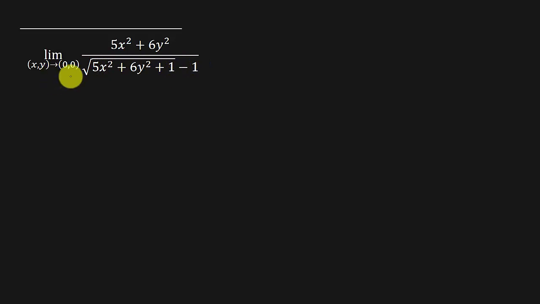So what happens if we just plug the 0 in for x, 0 in for y? Well, we get 0 over 0. So let's see if there is something else we can do here. Now, typically we could show that the limit does not exist.